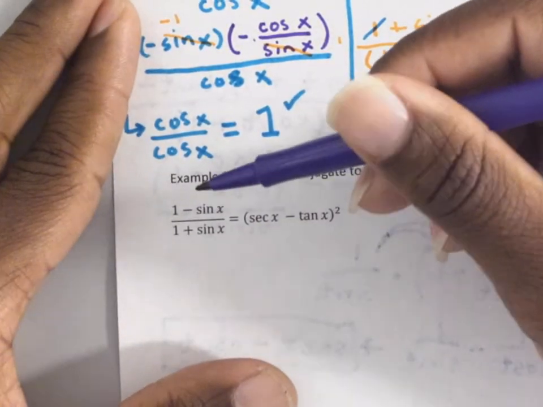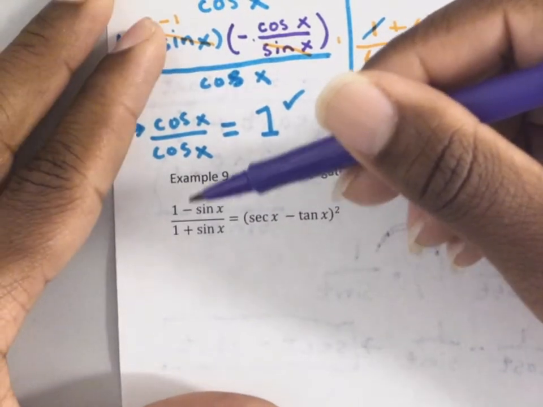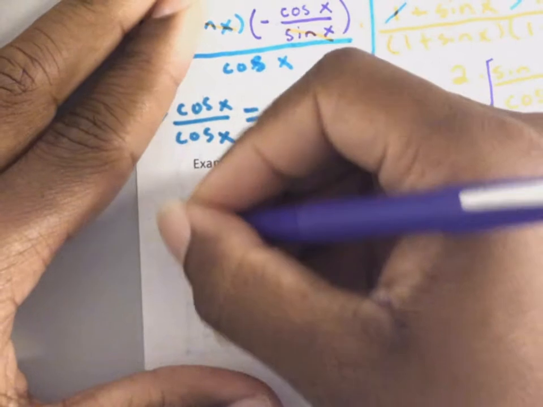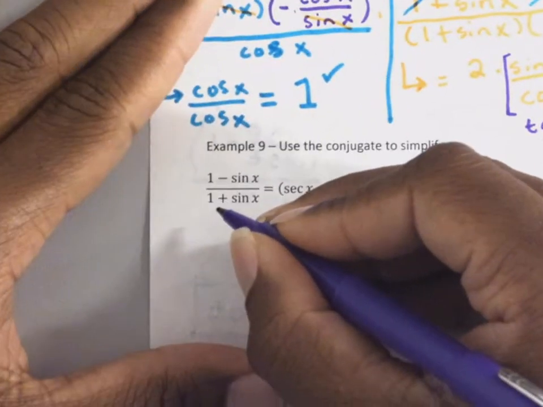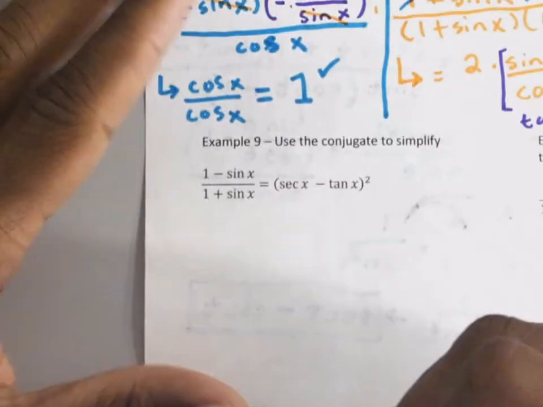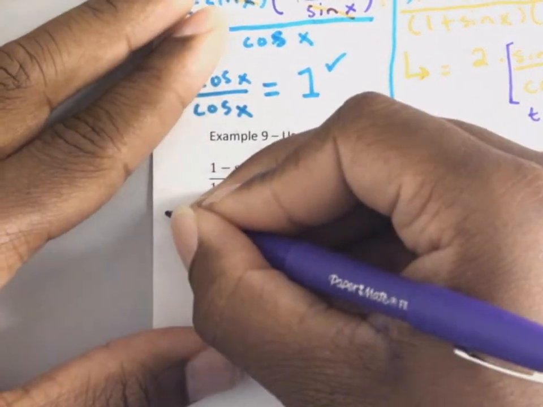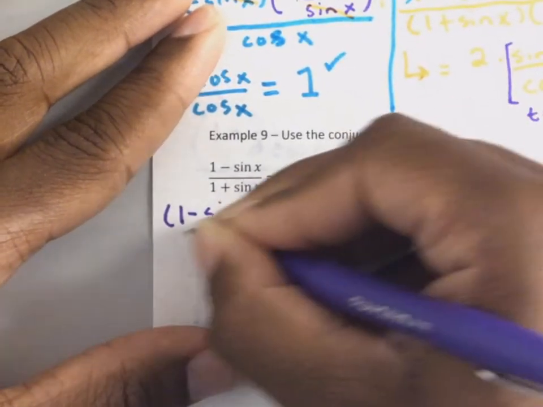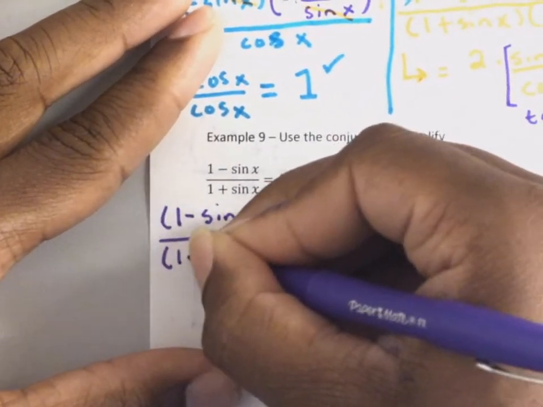So we're going to work on the left side, and we're going to try to prove that the left side can equal the right side. Right? So what would the conjugate be? For the conjugate, I look at the denominator. What would the conjugate of the denominator be? 1 minus sine x. So I'll do 1 minus sine x. I'll do it on the top, so I also have to do it on the bottom.